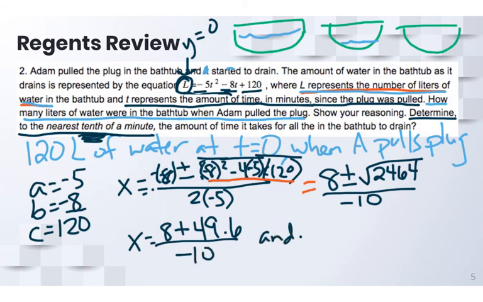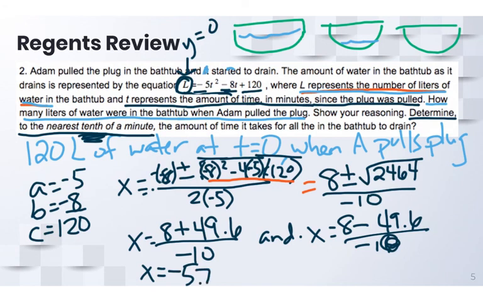And x equals 8 minus 49.6 divided by -10. All right, so now I'm going to do 8 plus 49.6, which gives me 57.6, and I'm going to divide that by -10. So this gives me x equals -5.76 something, so -5.8. That could never be it because I can't have a negative time.